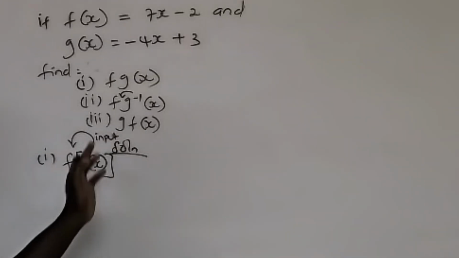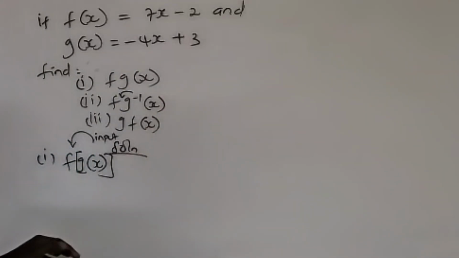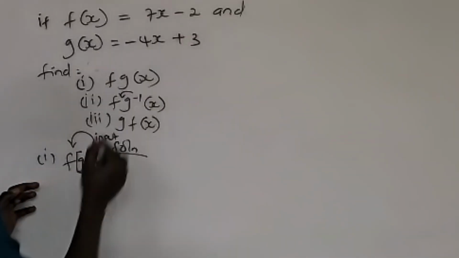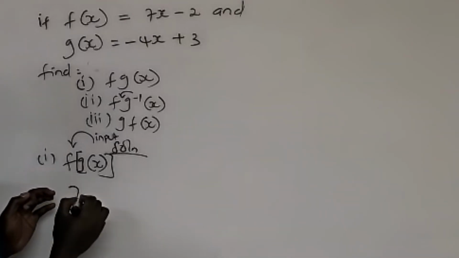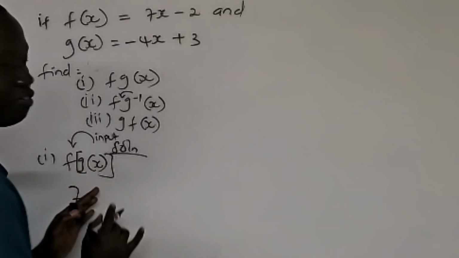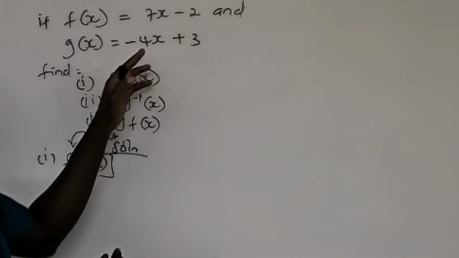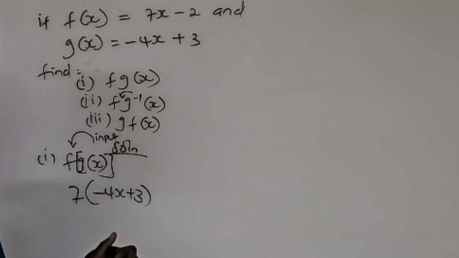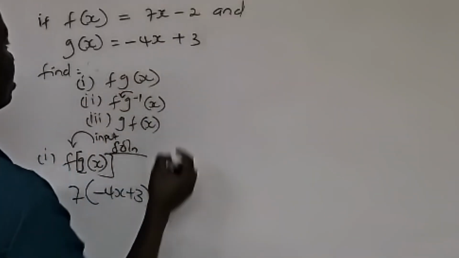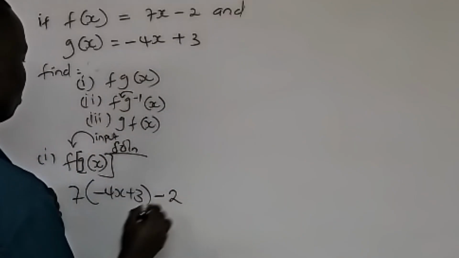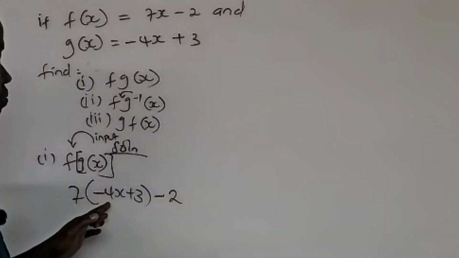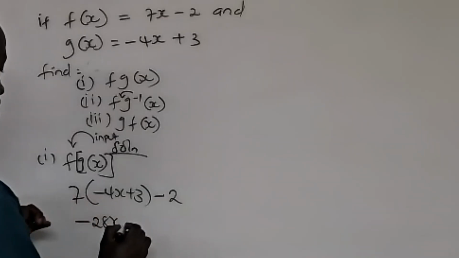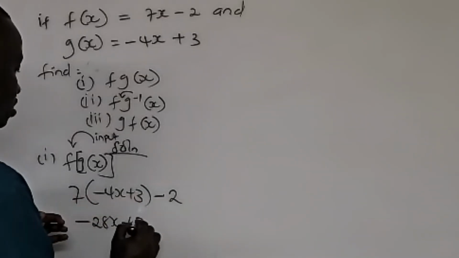So g of x is minus 4x plus 3. Our function f is 7x minus 2. Instead of writing x, you now put the input, that is the function g of x, which is minus 4x plus 3, then minus 2. So 7 multiplied by minus 4x is minus 28x, plus 21.